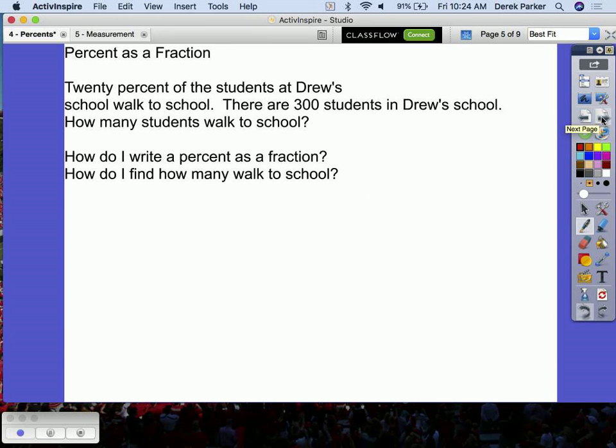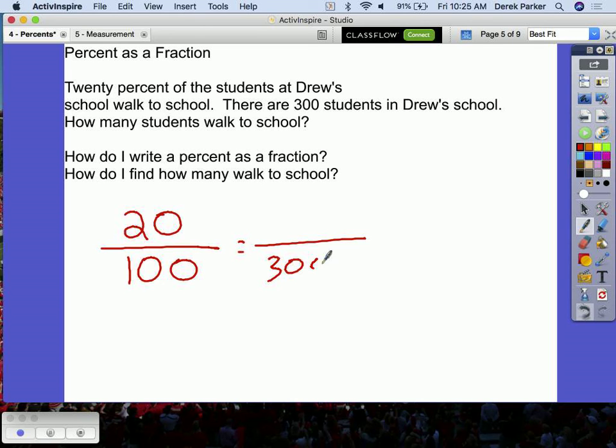Percent is a fraction. 20% of the students at Drew's school walk to school. There are 300 students in Drew's school. How many students walk to school? How do I write a percent as a fraction? Well, it's 20 over 100. And to solve this, I set up another proportion where 300 is lined up with 100. So that means 60 people out of 300 walk to school.